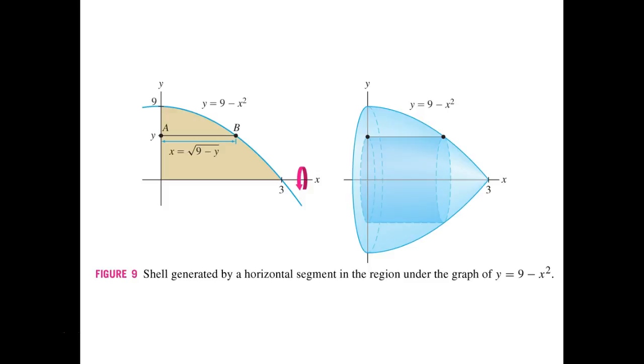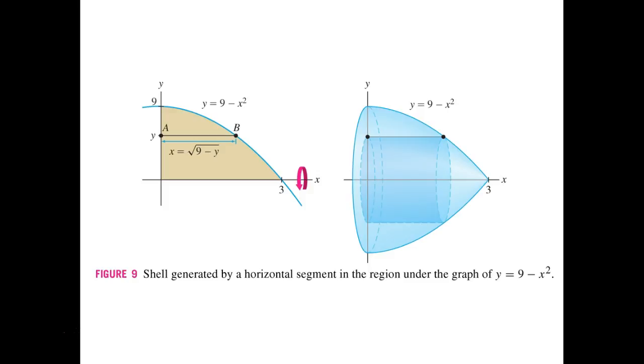Now there's a big part of me that says, why aren't you doing a disk? The disk would be dx, and the radius of this would be your y. That would be 9 minus x squared. And its pi r squared would be the area of that disk.